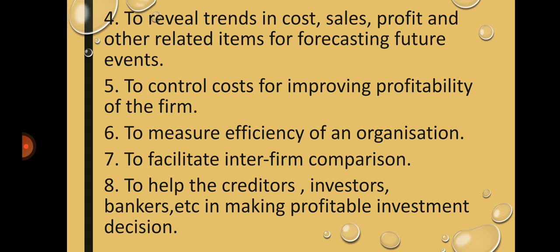There are any number of efficiency ratios, for example fixed asset turnover, working capital turnover ratio, debtors turnover ratio, creditors turnover ratio. So these ratios will make us understand the efficiency level of the business organization.